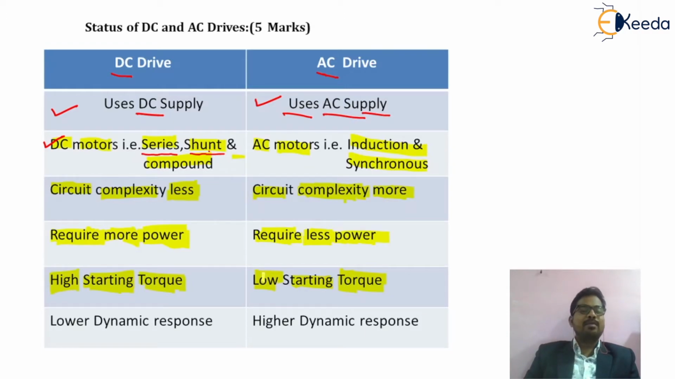Then the next parameter is called the dynamic response. The dynamic response, in the state of transient response, of the DC drive is always low, and the dynamic response of the AC drive is always higher because of its characteristics. Because the speed-torque characteristics of the DC drive are different, and the torque-speed characteristics of the AC drive are obviously different. So this will be the choice of your electrical drive.